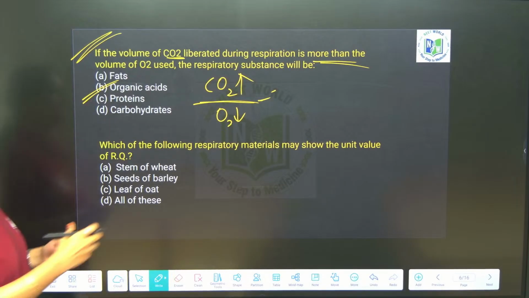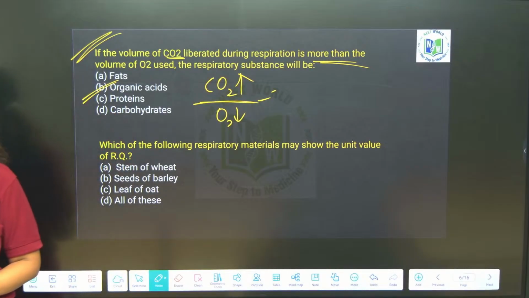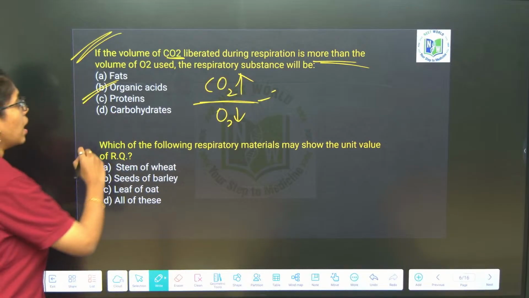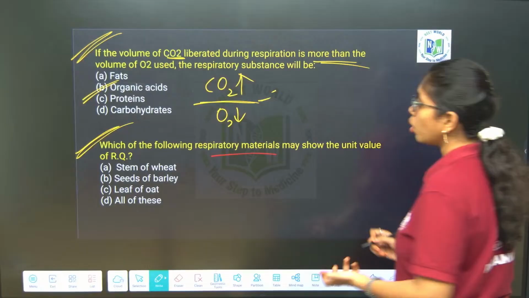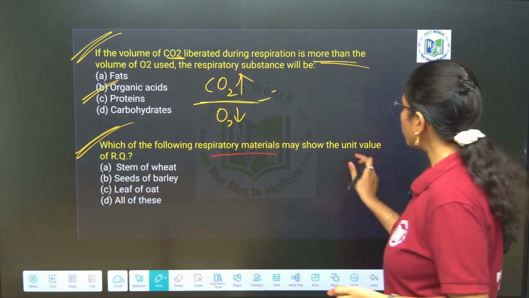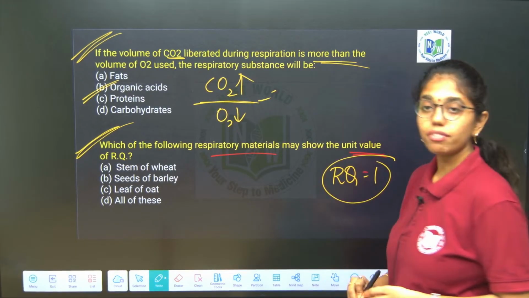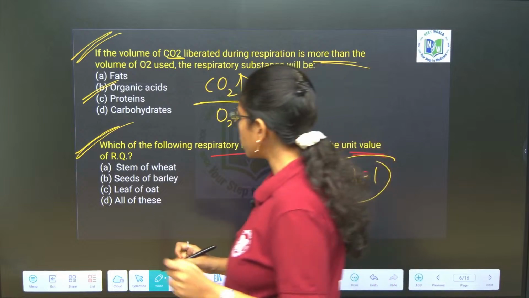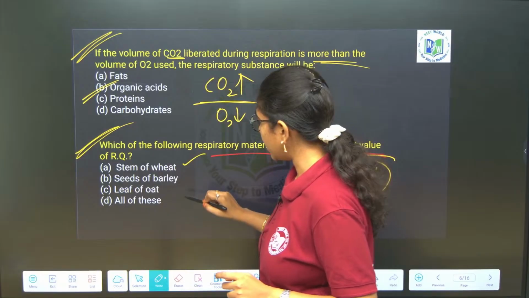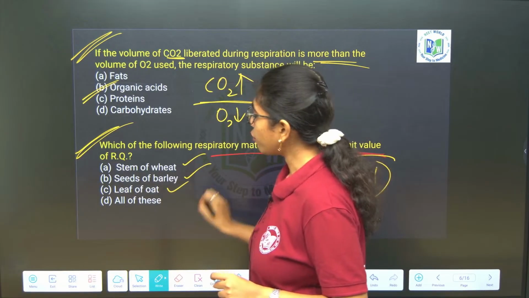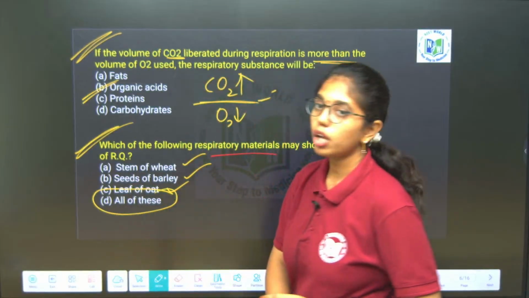Volume of carbon dioxide liberated will be more than the oxygen consumed. So the right answer will be B, that is organic acids. Next question you look into: which of the following respiratory materials may show the unit value of RQ? Unit value means RQ value will be equal to 1. Just now we have discussed, beta, RQ value will be equal to 1 in carbohydrates. Carbohydrates are present in stem of wheat, seeds of barley, leaf of oat. So all these options will be correct. So the right answer will be all of the above.